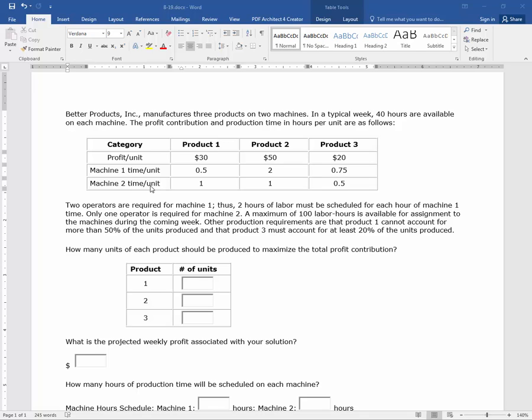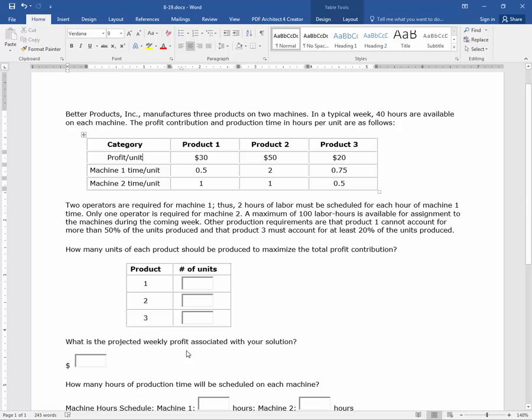Other production requirements are that product 1 cannot account for more than 50% of all the units produced, and also that product 3 must account for at least 20% of the units produced. So there's some ratio or mix that we're trying to hit because of some other management decisions that are out there. So the question is, how many units of each product should be produced to maximize total profit contribution? What's the weekly profit associated with the solution?